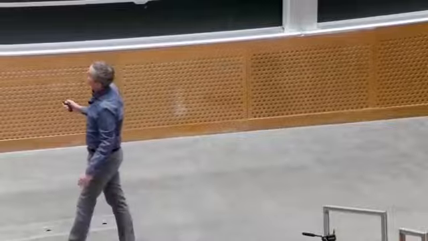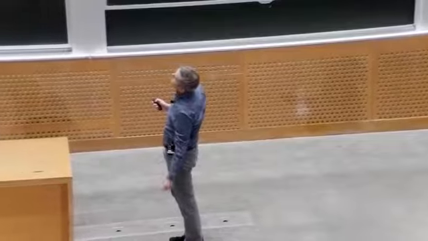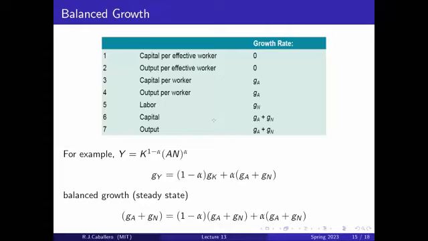And if you want to look at a variable like capital per worker, or output per worker, then you need GY minus GN. So subtract GN, and you can subtract it on both sides. I subtract GN from the right-hand side. This one and that one cancel, and I get GA on the right-hand side. So that's the way you use that expression to fill all these blanks.